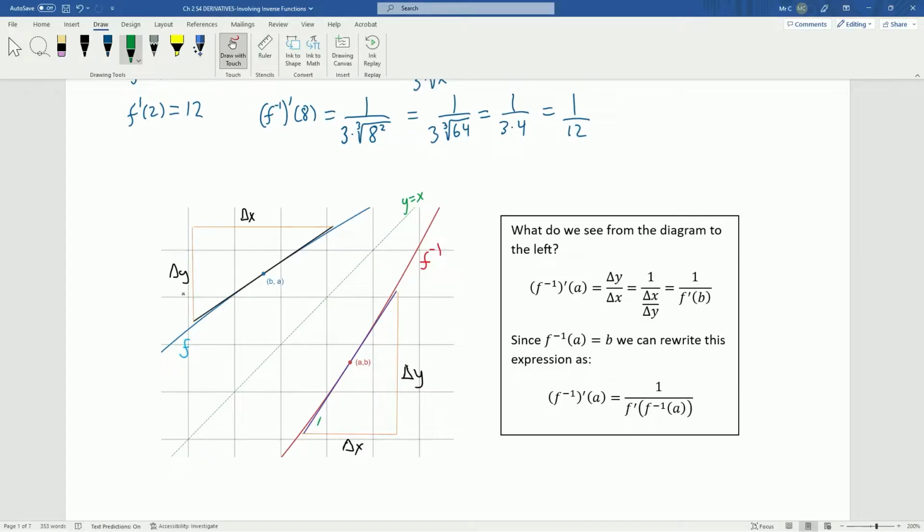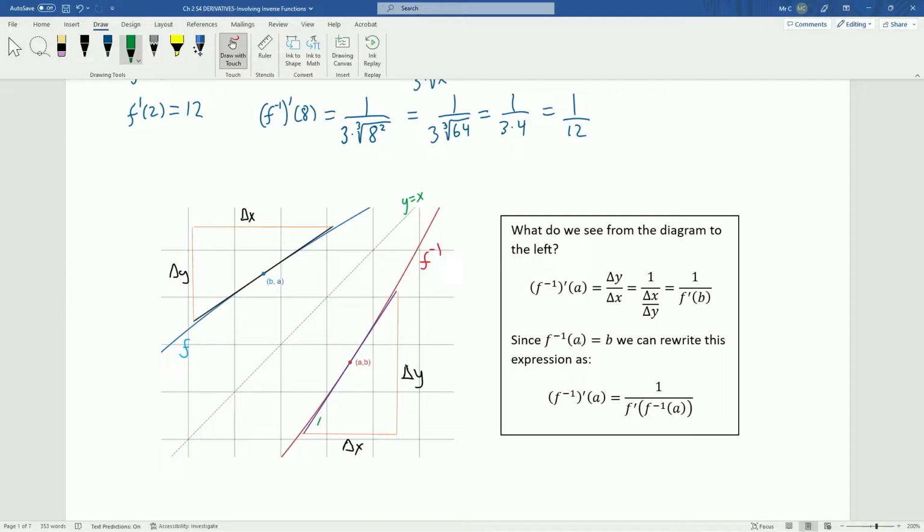So what do we see? Well, these are the reciprocals, rise over run versus the rise over run, right? The delta y and delta x have flipped sides. The long side has switched places on each of these triangles. So in other words, f inverse prime at A is delta x over delta y, which is 1 over delta y over delta x, which is 1 over f prime of B. So you get the reciprocal of the slope here.